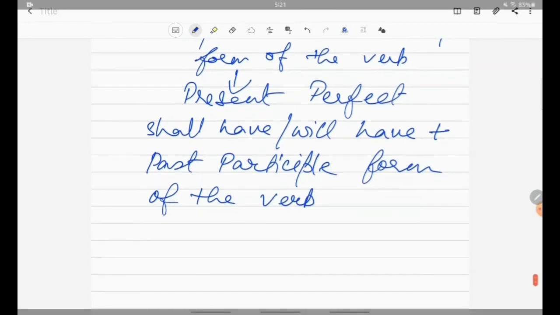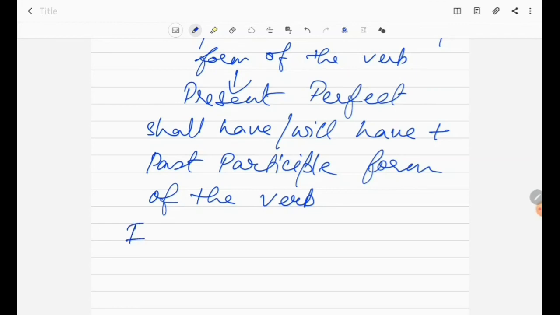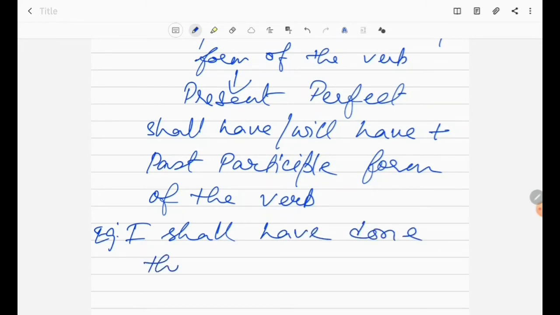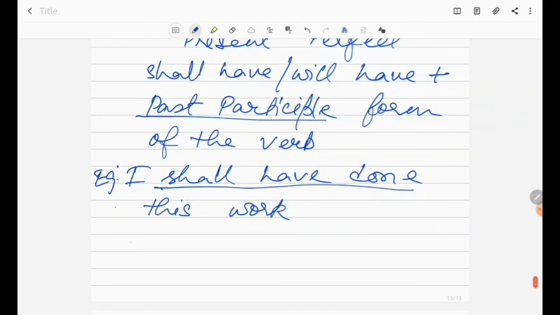So here I am giving you an example. I shall have done this work. This is a rule of the future perfect, and this is an example of a future perfect. I shall have done this work.